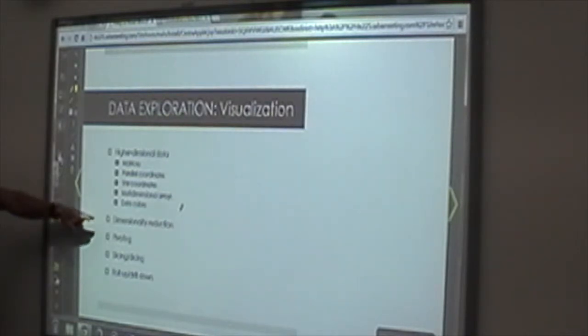Another approach is dimensionality reduction. I think we sort of talked about that a little bit. Maybe you can reduce the dimension, reduce the number of attributes by combining. I think we talked about the wind chill example. By combining or reducing the number of dimensions, it's sometimes easier to see what's going on.